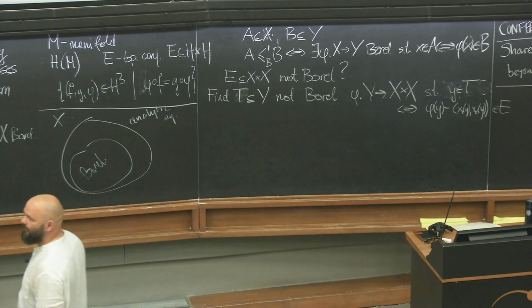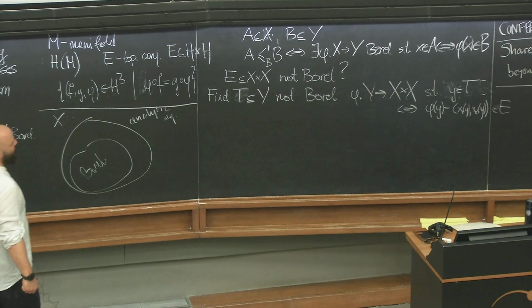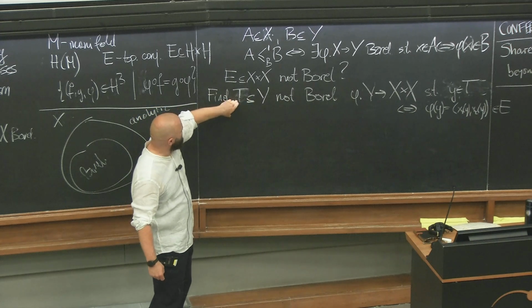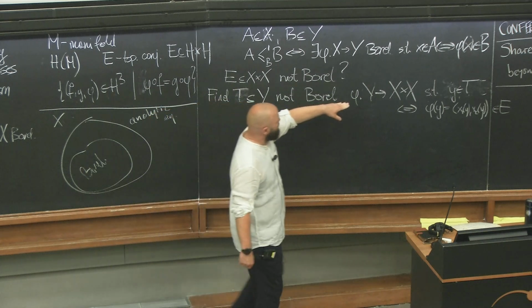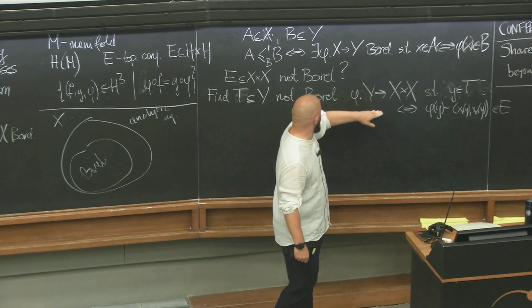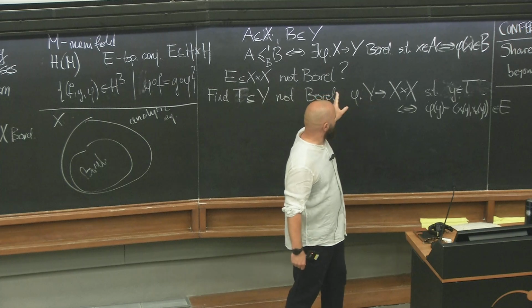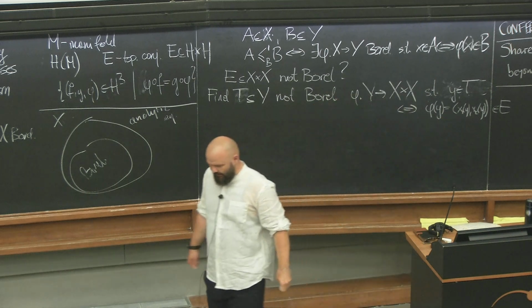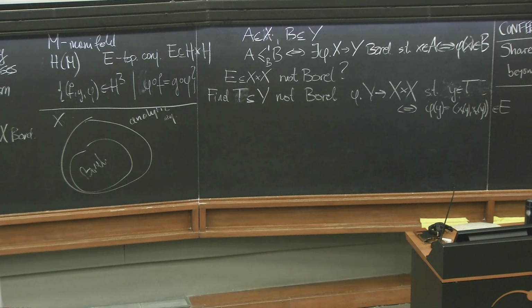And I want to be a co-author of everything you find by that. So the solution is very simple. You find your testing set which is not Borel. You find your Borel function which takes the elements of your testing set only to pairs in your equivalence relation, and nothing else from Y is mapped into pairs in your equivalence relation. Okay?